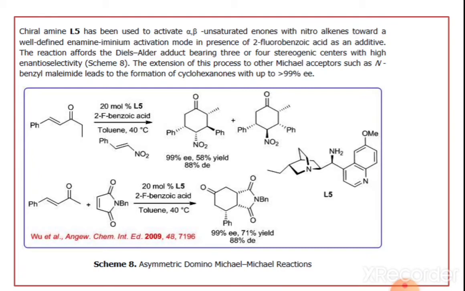The Diels-Alder adduct bears 3 or 4 stereogenic centers with high enantioselectivity, as mentioned in scheme number 8. The extension of this process to other Michael acceptors such as N-benzyl maleimide leads to the formation of cyclohexanone in enantiomeric excess of approximately 99%. That means this is a simple reaction. This is the asymmetric domino Michael reaction.